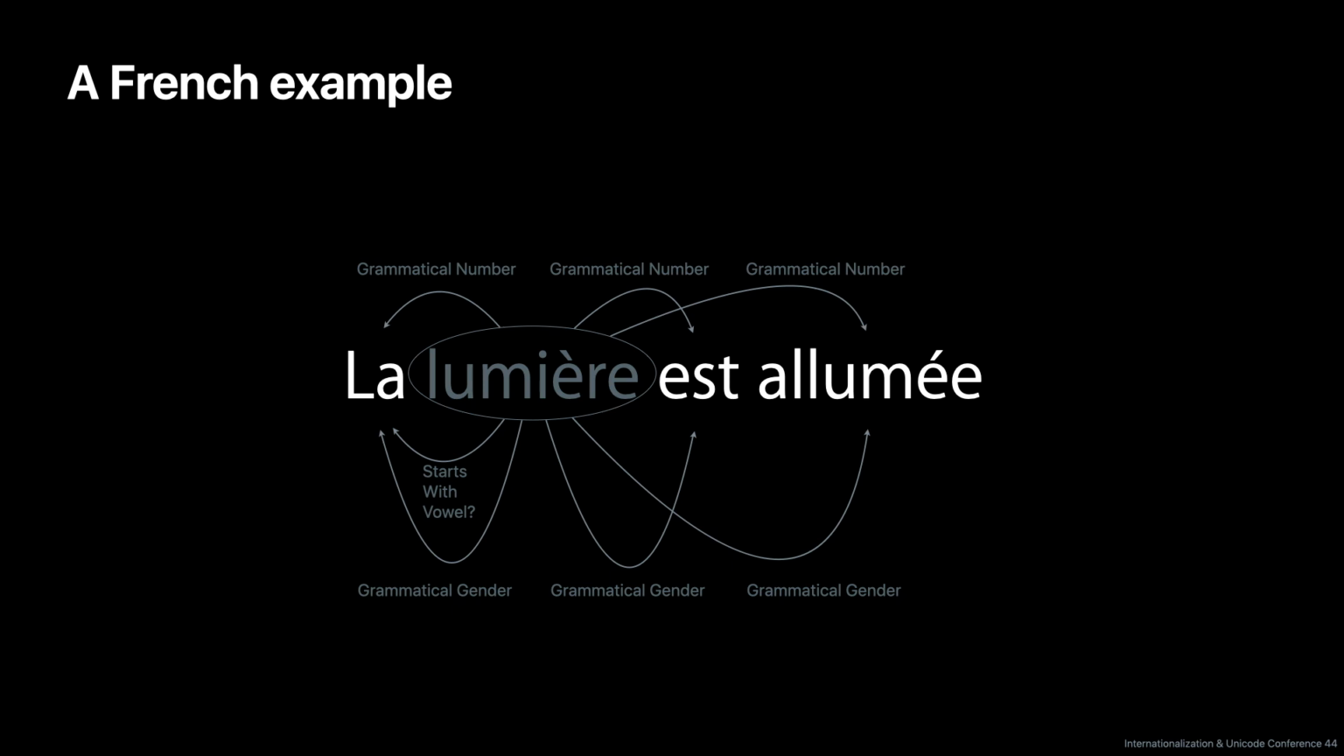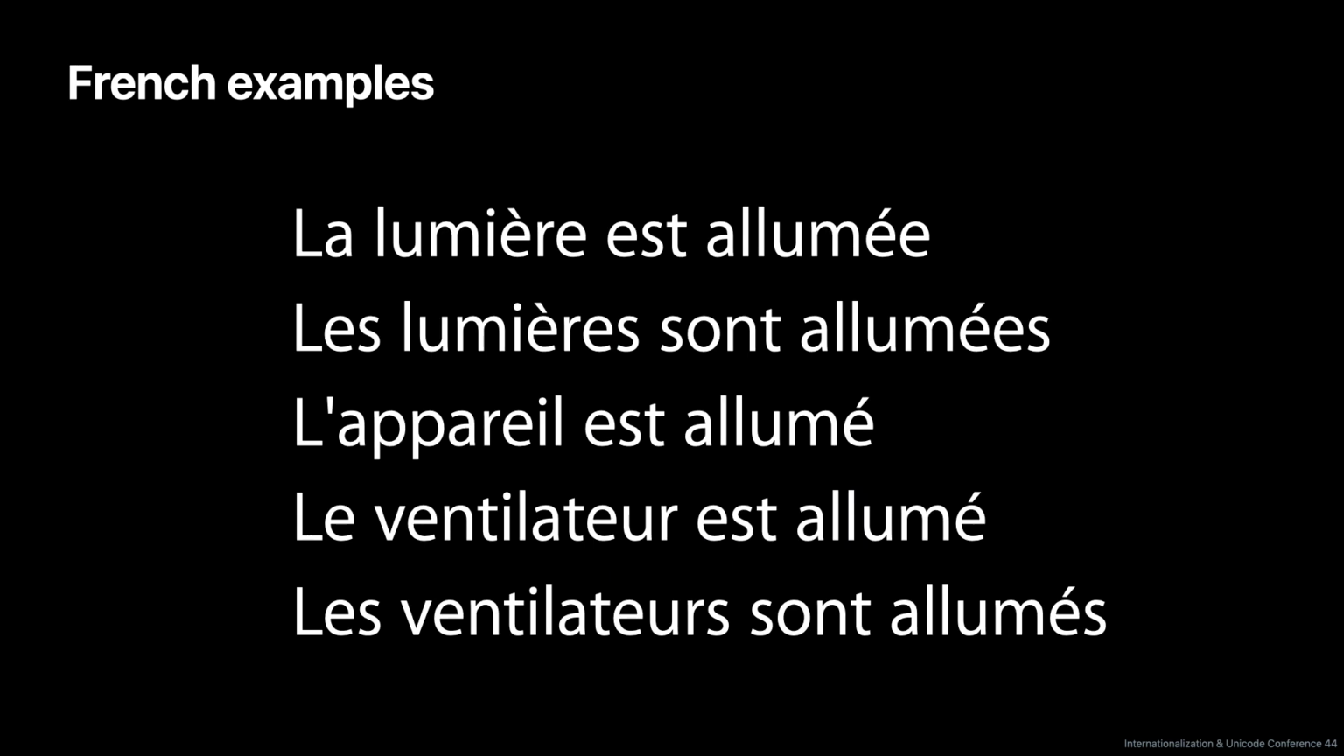So the word on depends on the grammatical number and the grammatical gender. Likewise, the word is depends on the grammatical number and grammatical gender, and the definite article depends on the grammatical number, gender, and whether or not the word starts with a vowel. Here are some examples of how that message might come out if we're just changing the word light to some other noun.